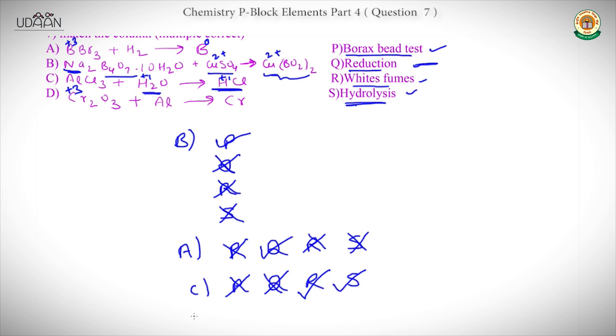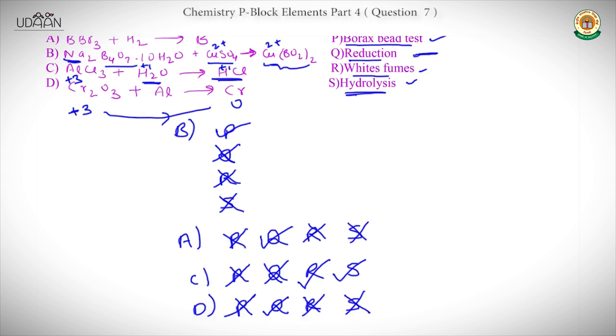Now move toward the D option. Firstly, we check whether this is a borax bead test. No, it is not, because nowhere is boron there. Now move towards Q. Is reduction there or not? Chromium's oxidation state is reducing from +3 to 0, so reduction is going on and Q will be the answer. For R, chromium is an element, so it is not forming any fumes, so R will not be there. And hydrolysis is not there, because no H2O is involved.